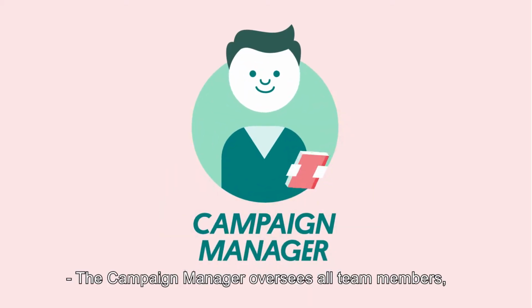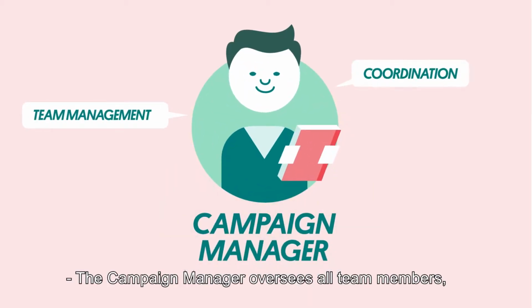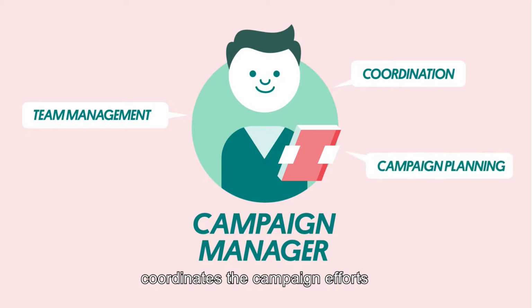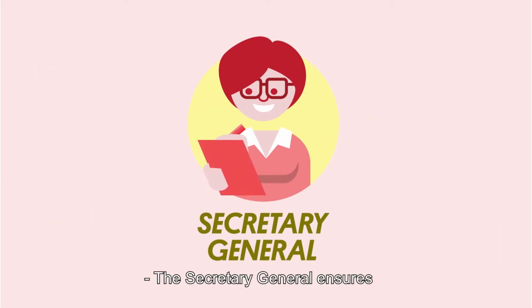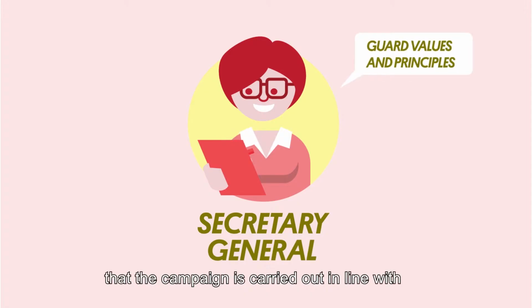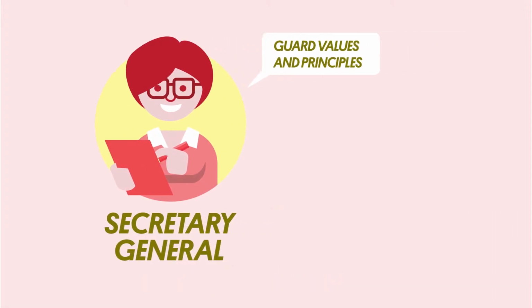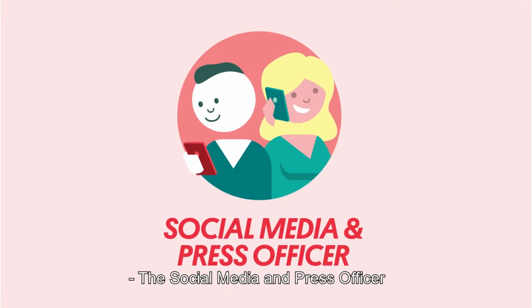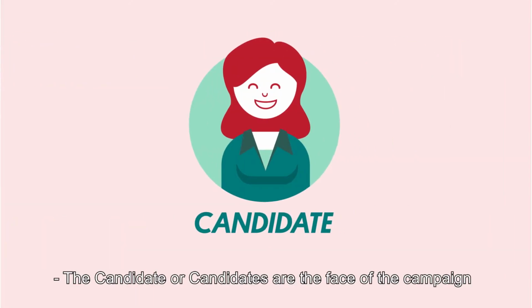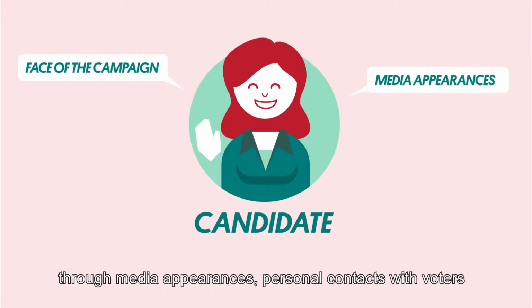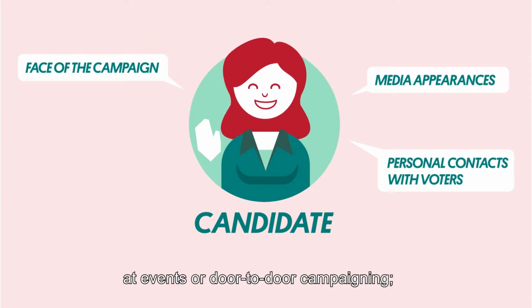The campaign manager oversees all team members, coordinates the campaign efforts, and carries out the campaign plan. The Secretary General ensures that the campaign is carried out in line with the party's values and principles. The social media and press officer are responsible for the external communication.